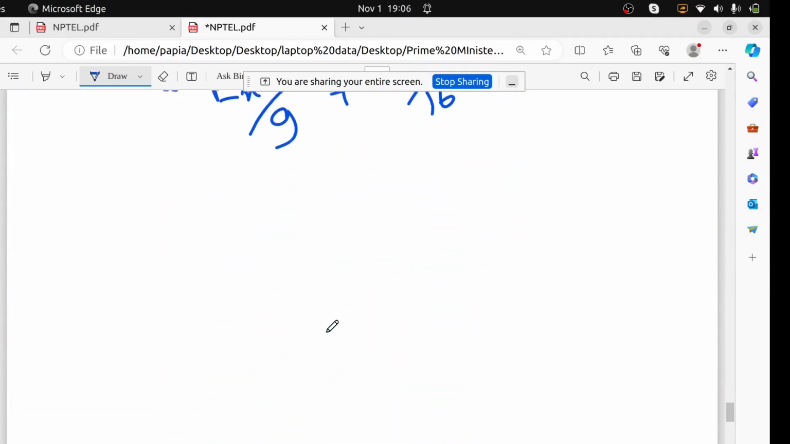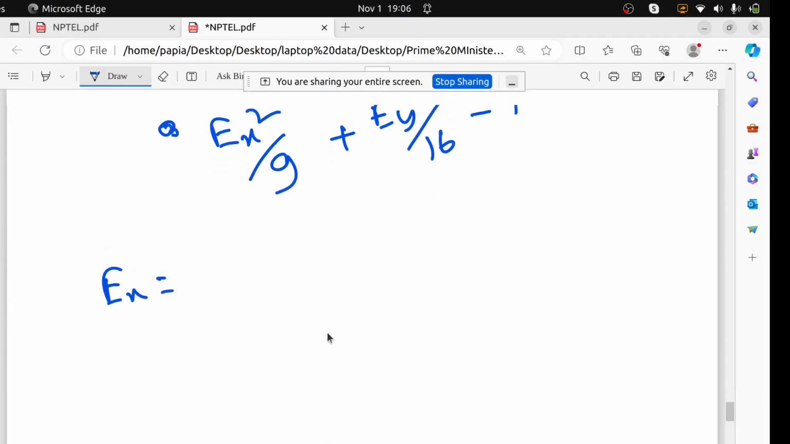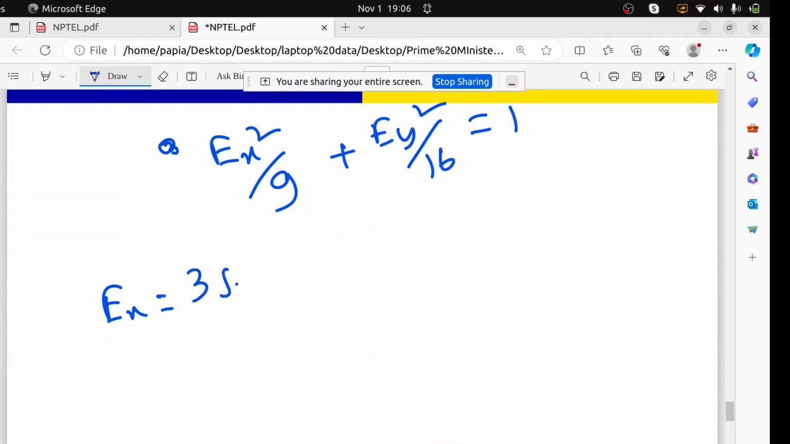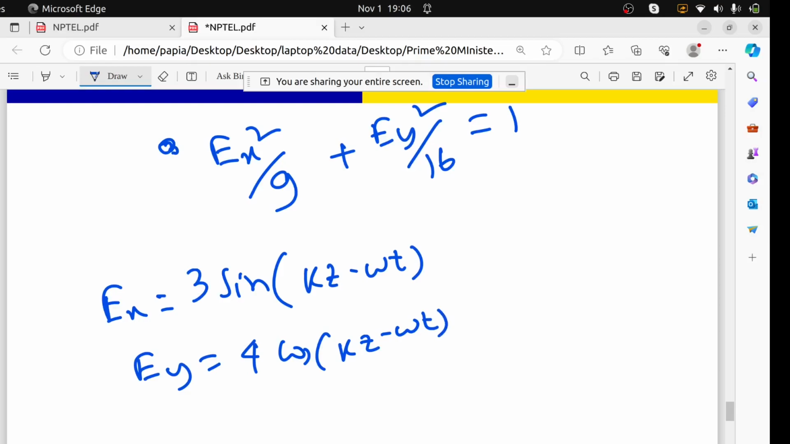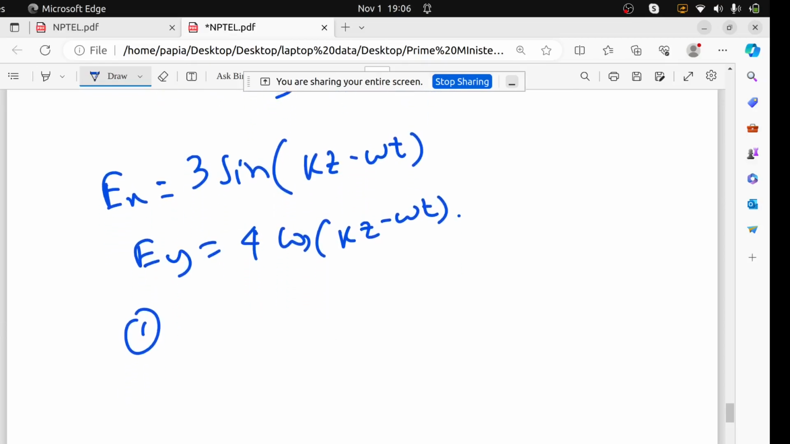Okay, so I'm just going to write here. I'm just calculating, finding the problem. So Ex is 3 sin(kz − ωt) and Ey is 4 cos(kz − ωt). So how to know what is the direction of that wave? That is the main question, right? First of all, I'm just going to simplify that a little bit. First case, I am putting z equals 0. If z equals 0, that means it is on the xy plane, right?